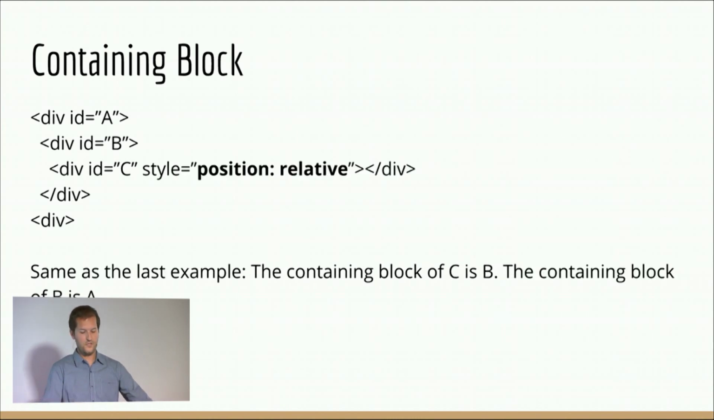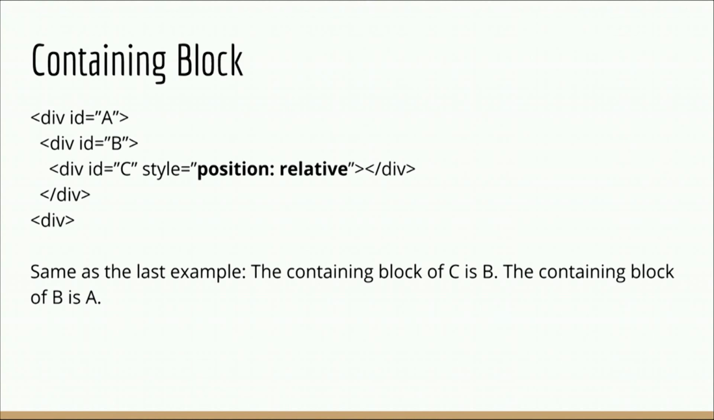Let's say we put position relative on C. So in this case, the containing block of C is still B, because that's the way it's defined for position relative. There actually are reasons why, but I won't go into them right now. And the same thing, obviously the containing block of B is still A because they're unchanged.